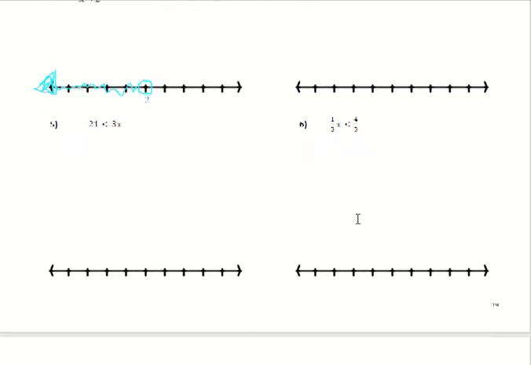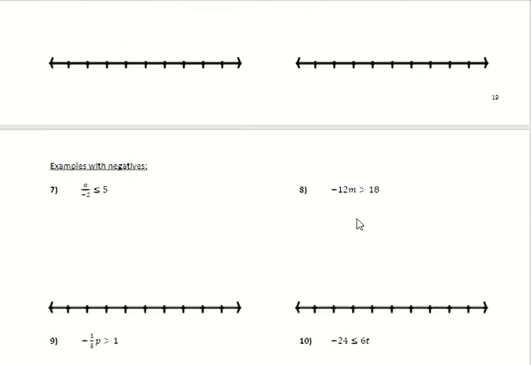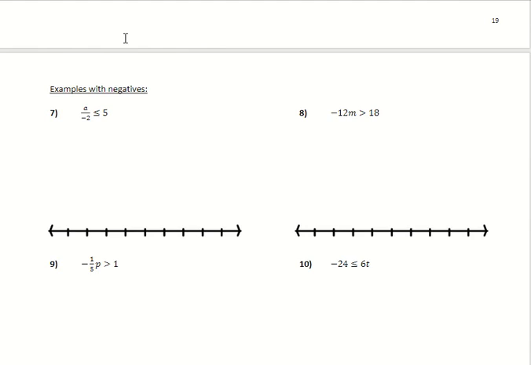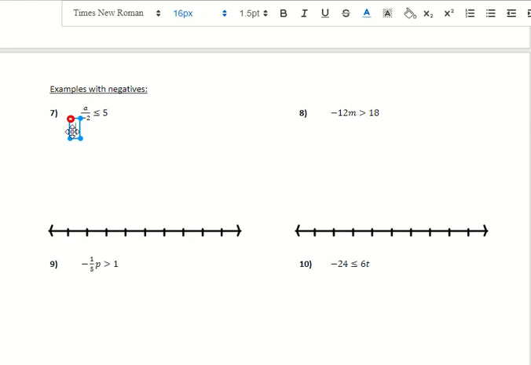So we're going to leave some of these to do as a group. And let's go ahead and take a look at what this looks like if I am either multiplying or dividing by a negative number. So for example, number 7, here my operation that I have with my variable is a division. In order to get rid of that, I'm going to multiply. So I'm going to multiply by a -2 on both sides.